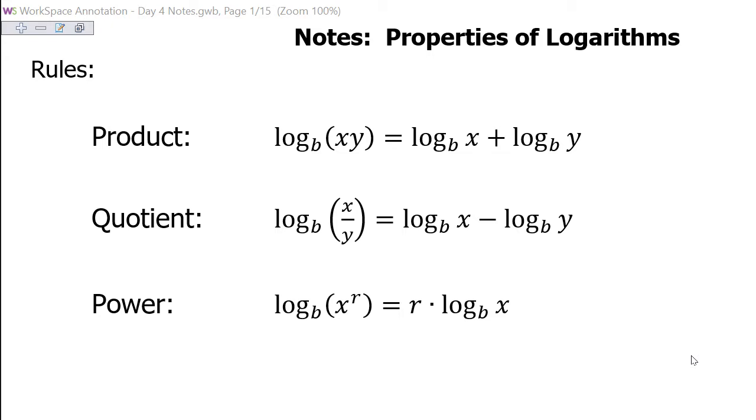You will have to know these. Now, you don't have to memorize them letter per letter, but you do have to know how to use them. I don't know if they're on the formula chart or not. They might be.